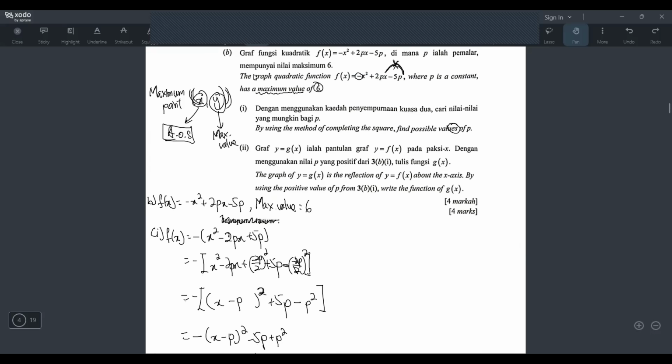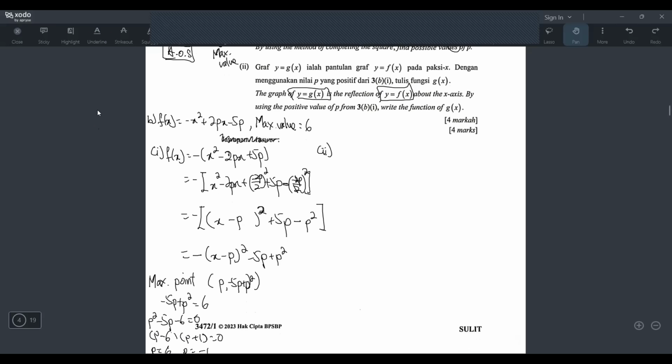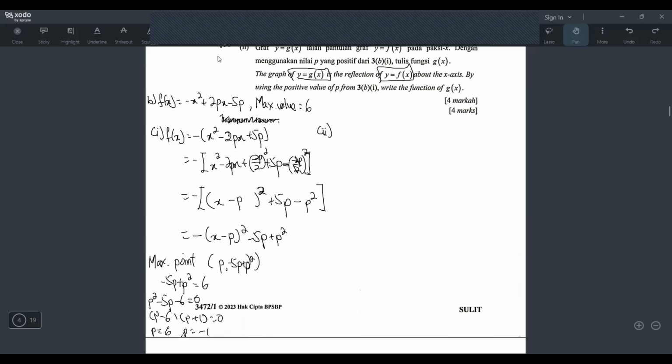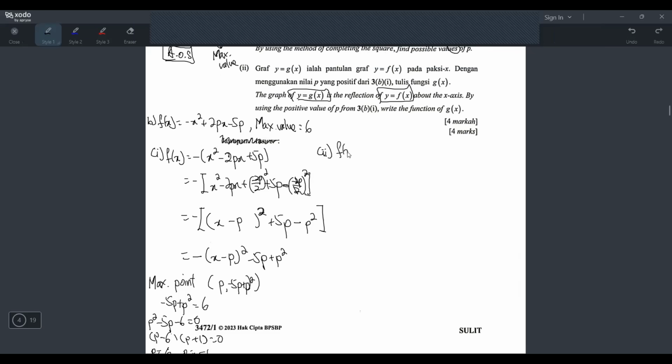Now we continue with question number 2. So I'll write it here. So let's read the question. The graph of y equals g(x) is the reflection of y equals f(x) about the x-axis. By using positive value of p from 3b(i), write the function of g(x). Okay, let's write our new equation first using the new value. But they say they want you to use positive value of p. So which one is the positive value of p? 6, right? So now your new equation becomes f(x).